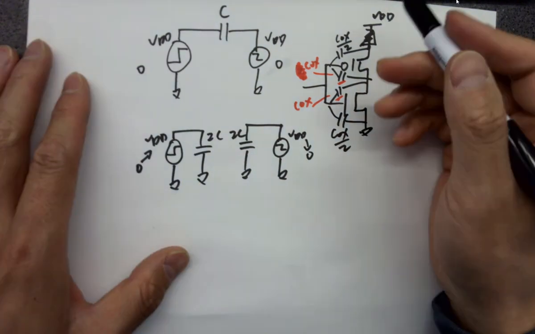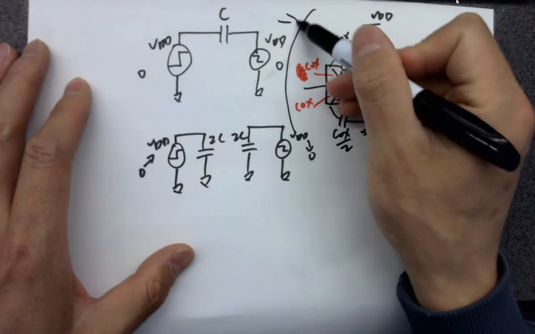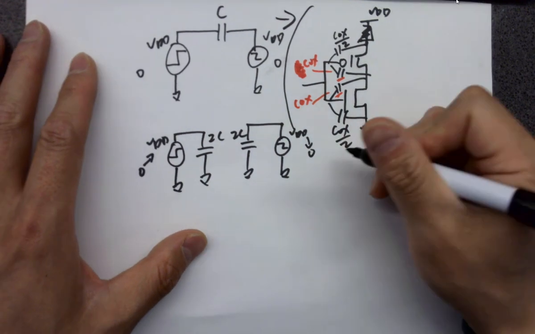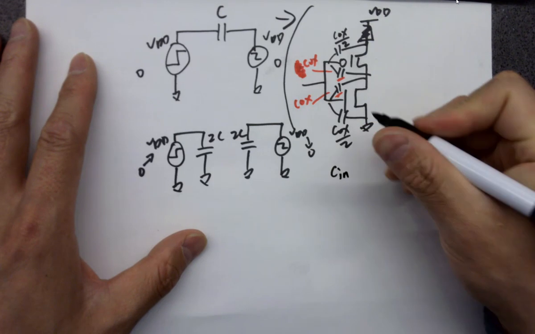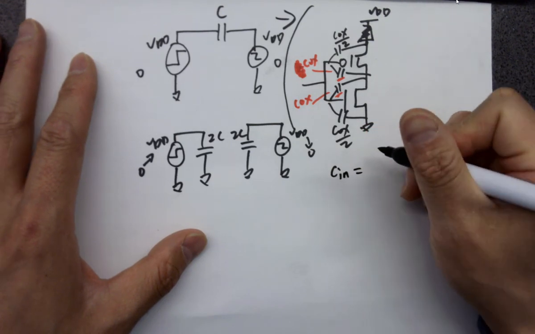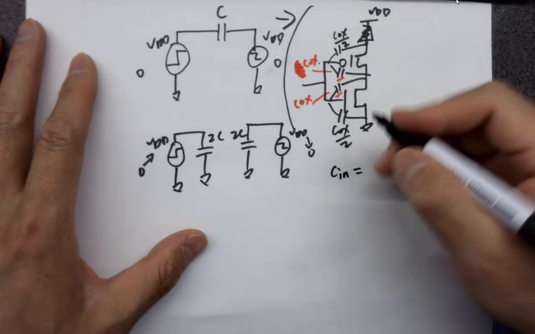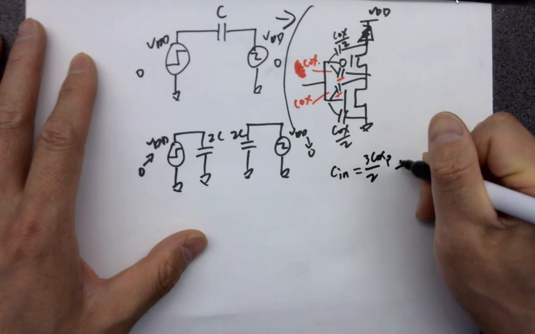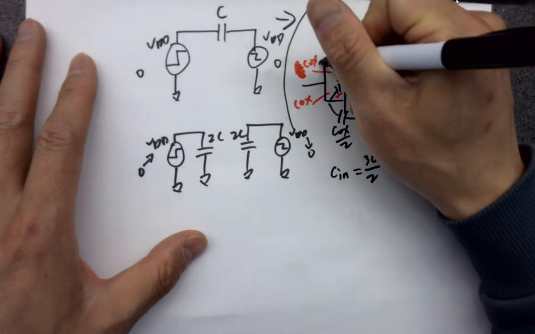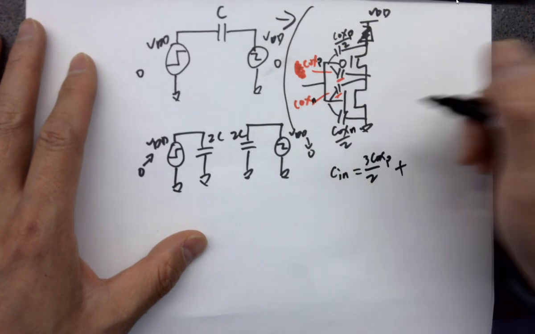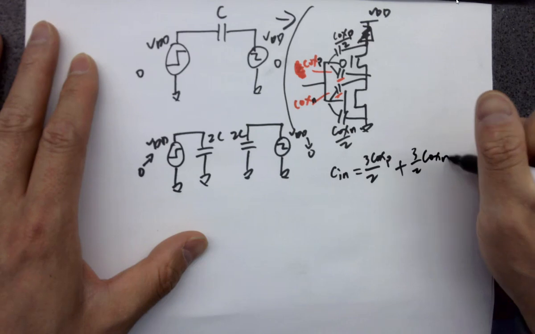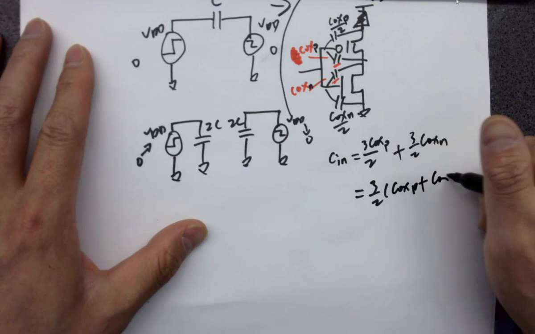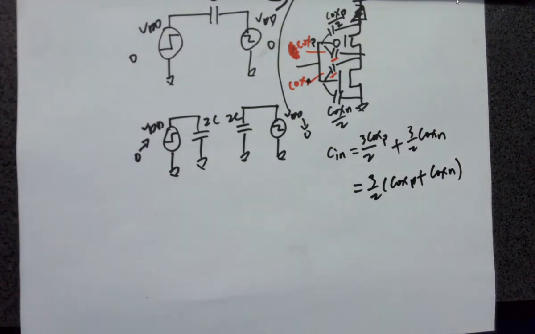Right. So if you're looking into it, the overall input capacitance for the inverter, C in, becomes 3 halves of COX P, this is N. Okay, that's the overall input capacitance for the inverter.